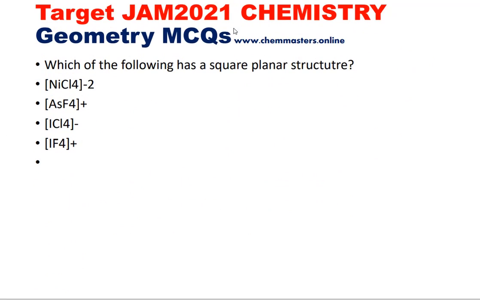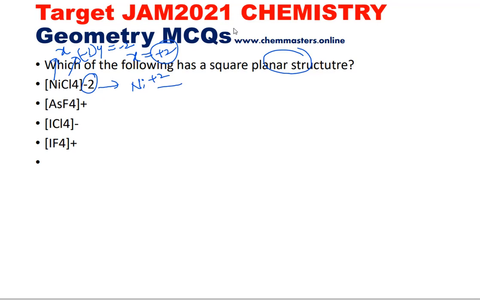Which of the following has a square planar geometry? Now just look at the nickel complex here, where nickel is in the +2 oxidation state. How can you find the oxidation state of the metal here? Simply consider nickel as x and chlorine has a -1 oxidation state. And how many chlorines are there? 4. And what is the total charge on the complex? That is -2. So from that you get x equals +2, that is, nickel is in the +2 oxidation state.